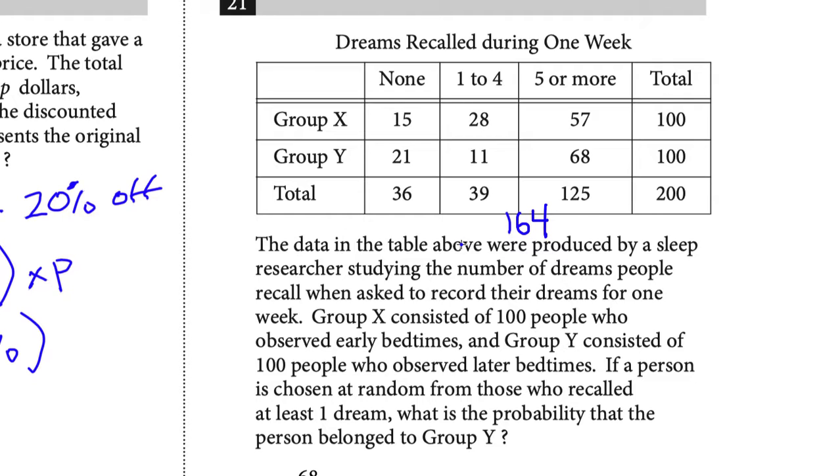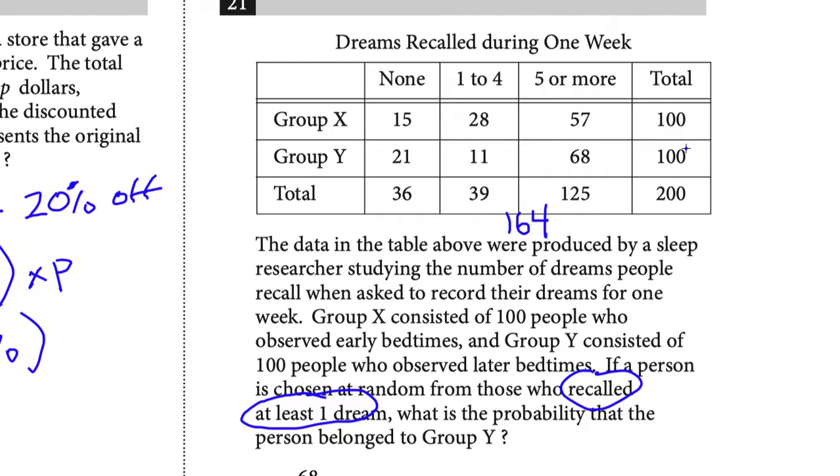All right, so in total, there were 164 people that recalled at least 1 dream right here. Now I need to figure out what is the probability that that person belonged to group Y. So that actually changes the nature of the game here. It's not 164 divided by 200. It's not the number of people in total. It's the number of people belonging to group Y.